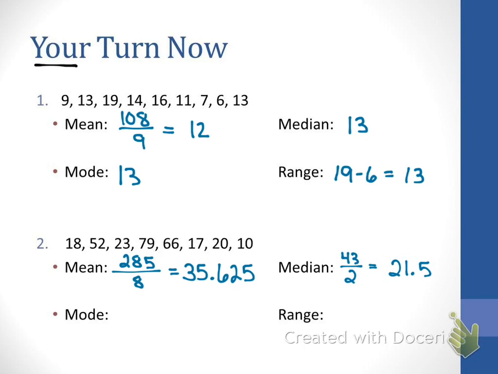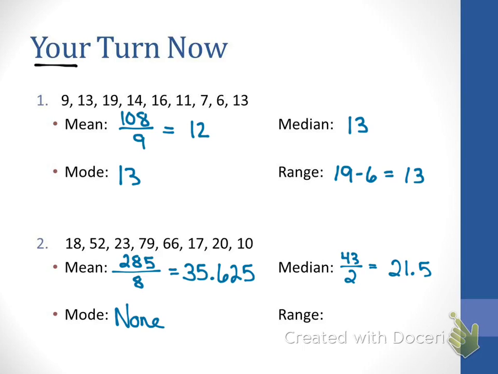Okay? Any questions about how I got to my median? So anytime there's 2 numbers in the middle, I add them together and divide by 2 to find my true median. All right? Now what about my mode? What's my mode? It's nothing because there's no number that occurs more than once.